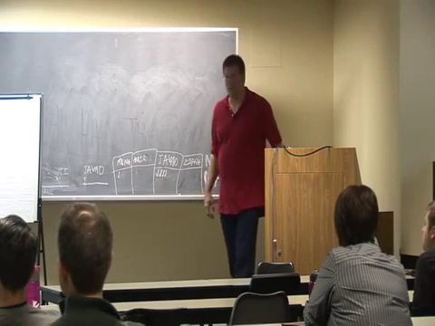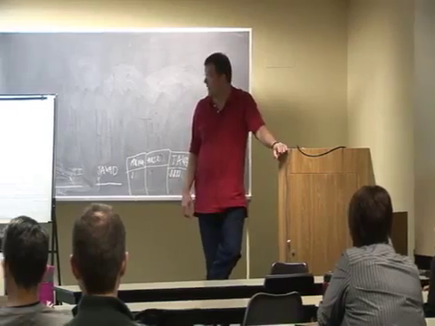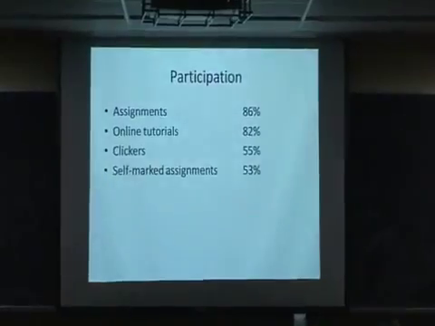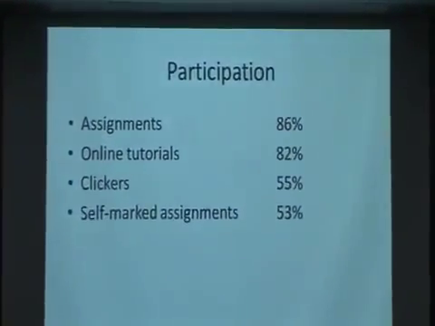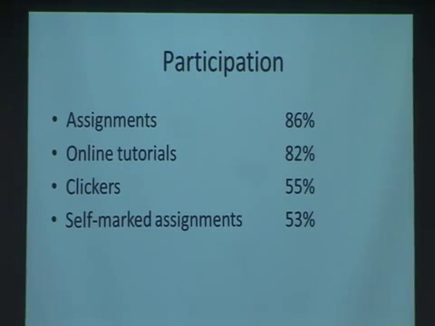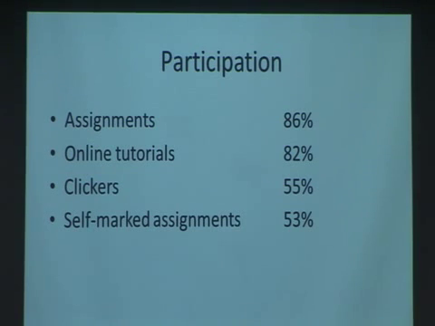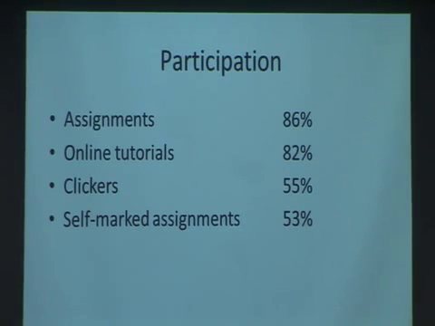Did it work? Well, we've only tried it once, so I'm not going to make any claims, but our assignments and online tutorials had about an 85% participation rate. This is for 20% of their final grade. We used clickers for participation. 55% of the students got their grade for clickers. And the self-marked assignments on average, about 53% of the students did the self-marked assignments. So in terms of participation, it's about equal to clickers, at least for this one class.